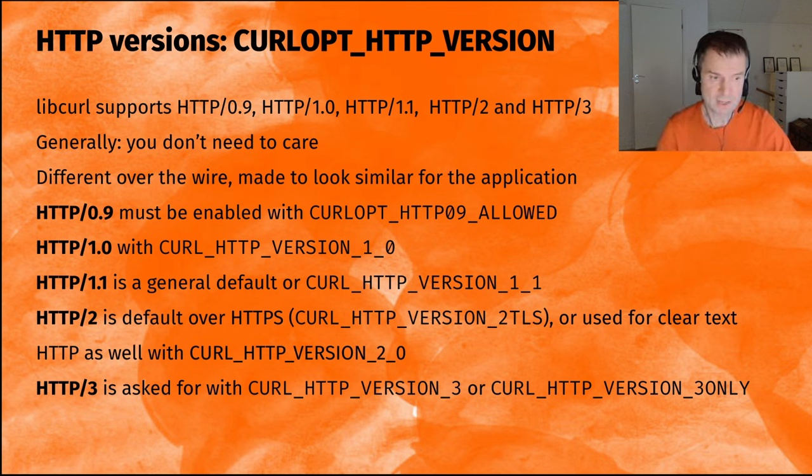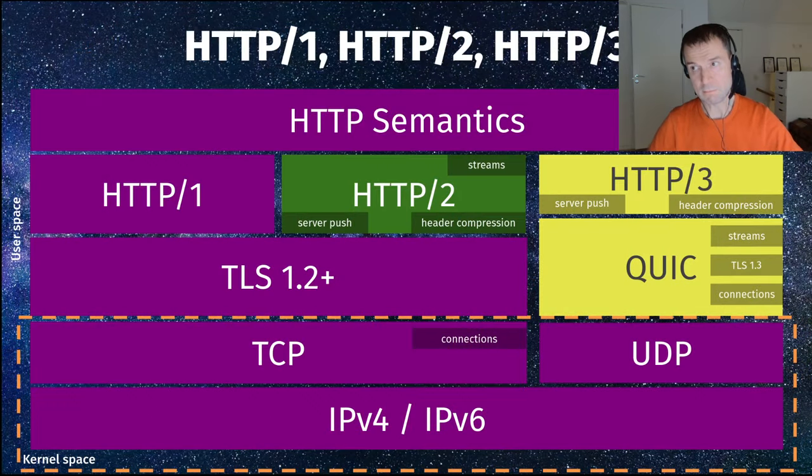HTTP3 was still experimental up until the most recent release, maybe not soon, but you ask for that by setting HTTP version 3, which will then try HTTP3 and fall back if it doesn't work. Or you can go with HTTP3 version only, which is a way to say, I'm going to do version 3 or fail trying.